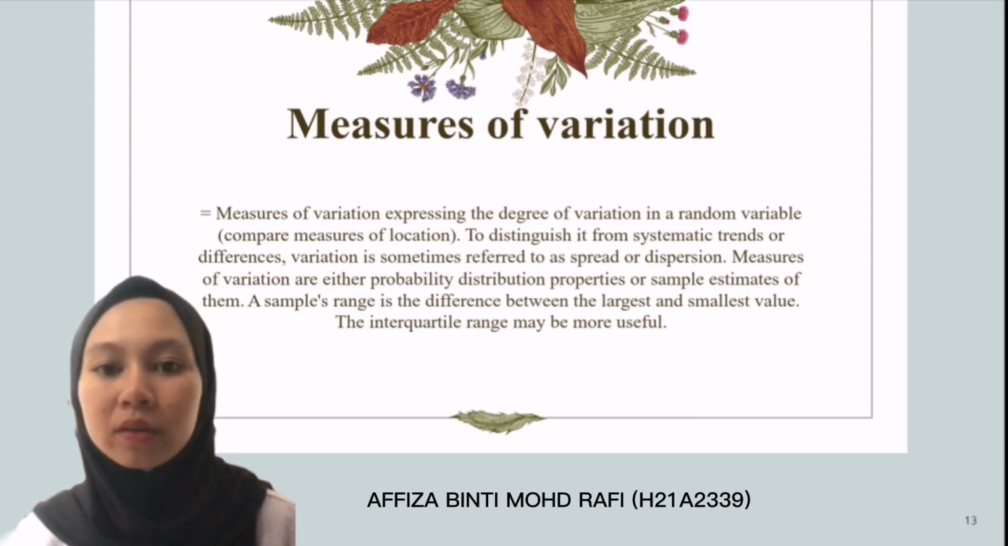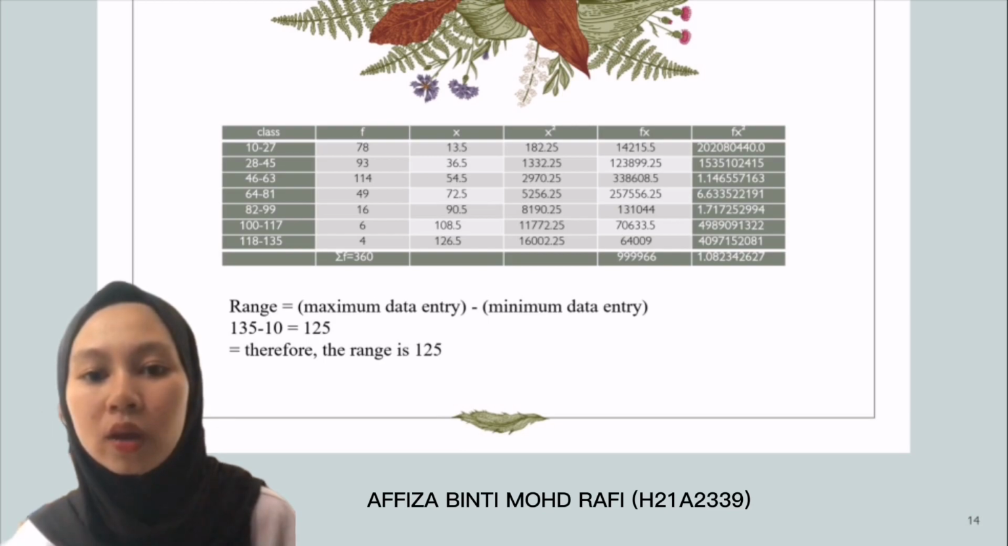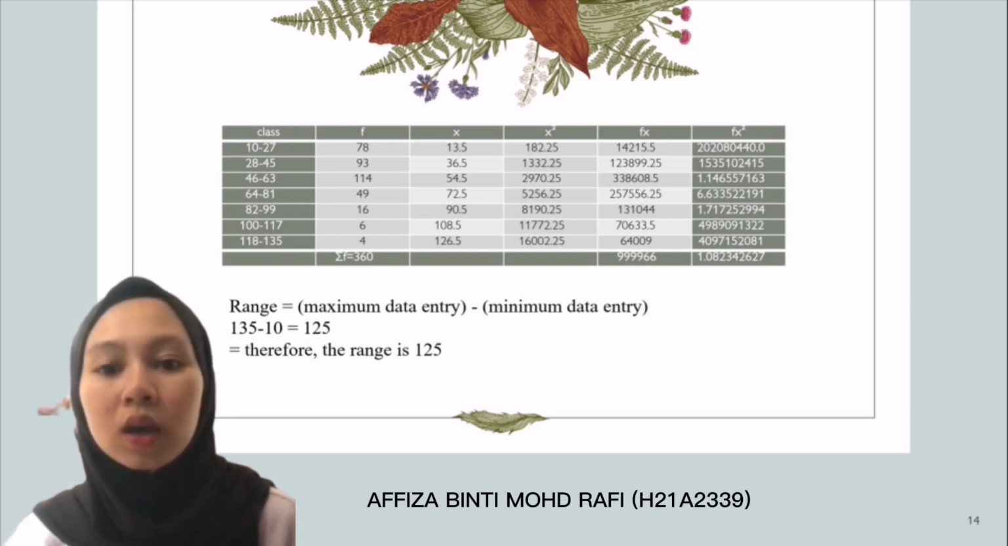The sample range is the difference between the largest and smallest value. The interquartile range might be more useful. The variance is the expectation, or mean, of the square of a random variable's difference from its mean. It plays a critical role in statistical analysis. The standard deviation is a statistic calculated as the square root of the variance and measures the dispersion of the dataset relative to its mean.